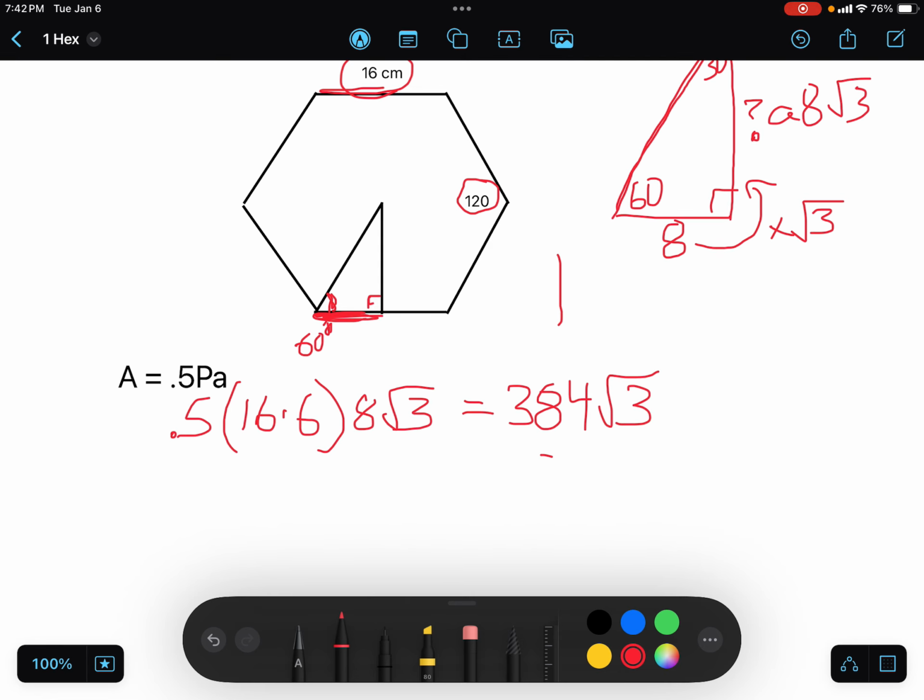Or you can put everything into the calculator, including that, and get a decimal answer, which will be about 665, a little bit more. So you can use the 30, 60, 90 rules to solve that. And I'll also put a refresher of the 30, 60, 90 rules in the comments as well.